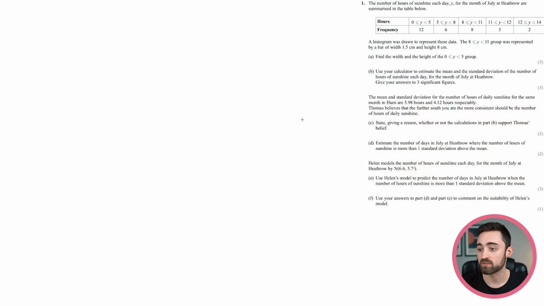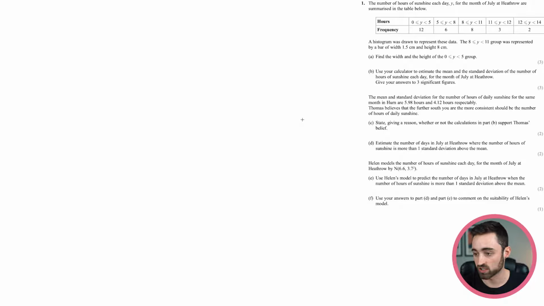It's paper 3 from the sample assessment materials for Edexcel. Let's crack on. It's going to be statistics first. Let's have a bit of a look at what it says. So, the number of hours of sunshine each day, Y, for the month of July at Heathrow. I feel like it's going to be a bit of a large data set here. It just seems like that kind of question. Summarised in the table below.